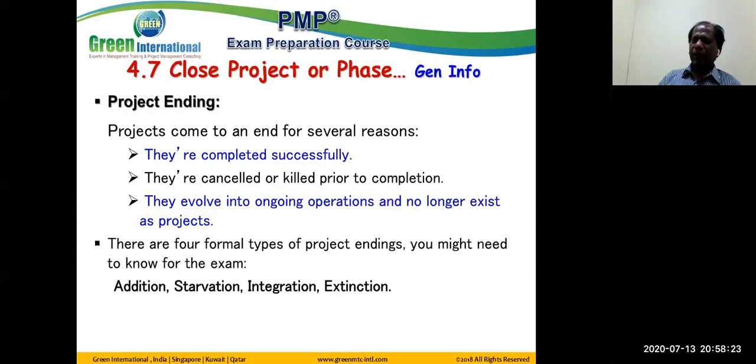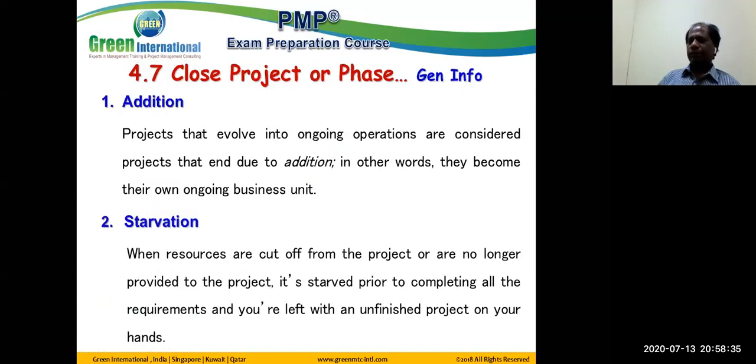But there are 4 types of ending we must know for the examination: addition, starvation, integration, and extinction. Addition. What is addition? Projects that evolve into the ongoing operations are considered as addition. Because the project is ending due to addition. What do you mean by addition? It becomes part of their own business unit.